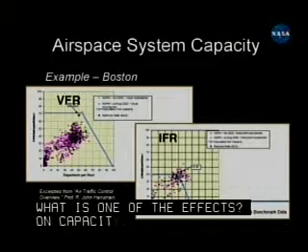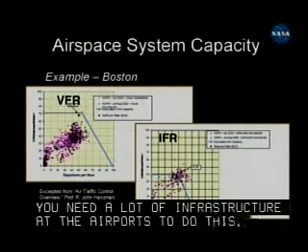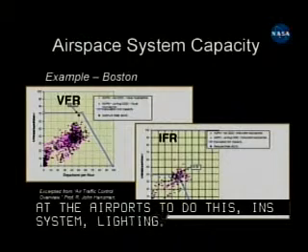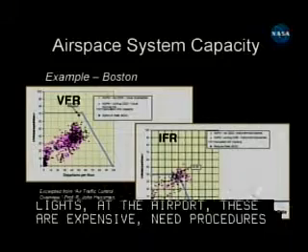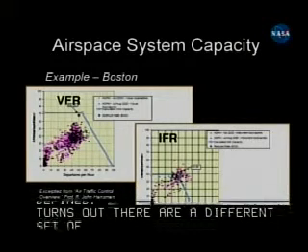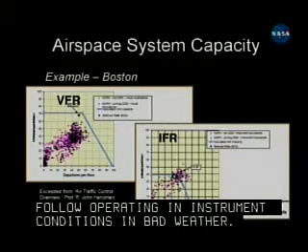You need to have lighting. A lot of approach lights, for example, have to be at the airport. These are expensive. You need to have procedures defined. It turns out there are a different set of rules for pilots to follow when they're operating in instrument conditions in bad weather. These are called instrument flight rules. So instead of using visual references, we use the instruments.